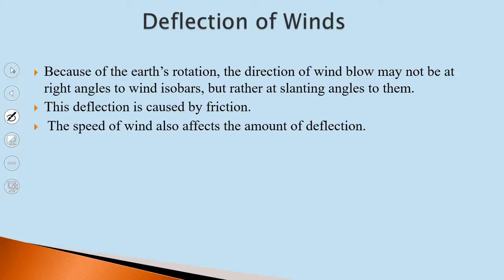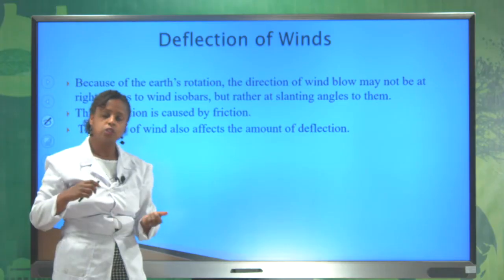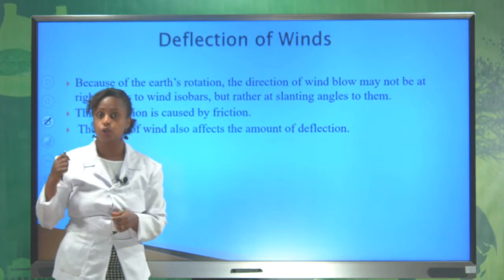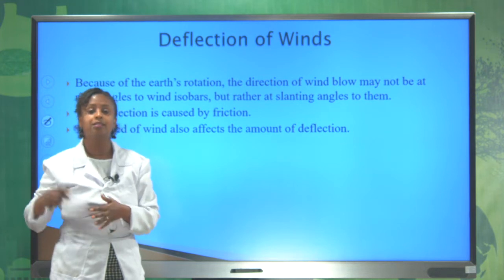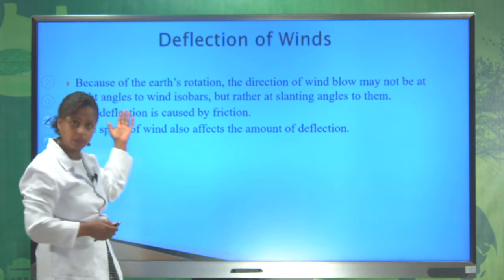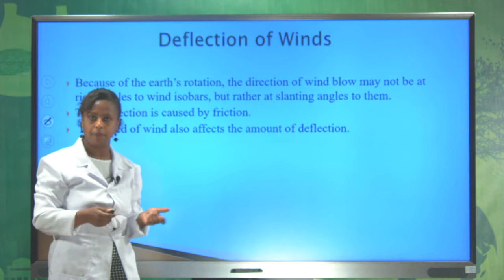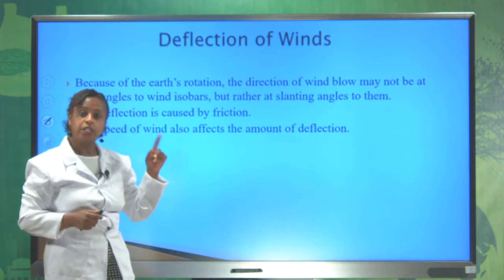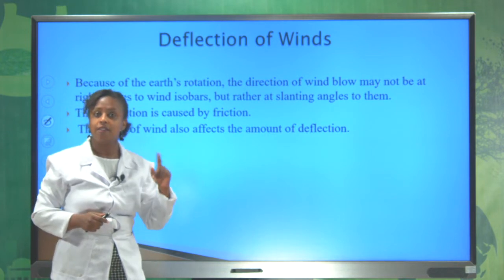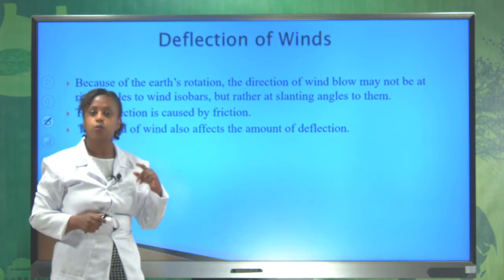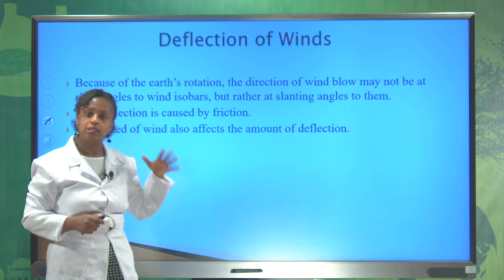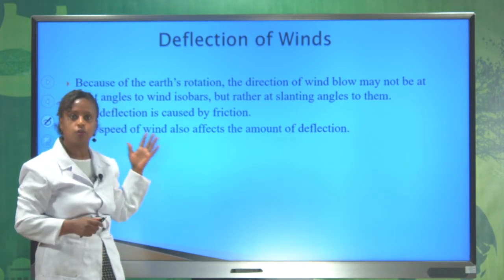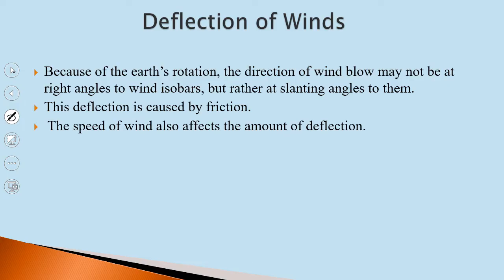Let's proceed to the deflection of wind. Because of the Earth's rotation, the direction of wind blow may not be at a right angle to the isobar lines. Instead, it is slanting to them. Based on the above lesson, frictional force is one of the forces which affect the direction or the speed of wind. So, it is a cause for the deflection of wind. The speed of wind is also one of the causes which affect the amount of deflection.